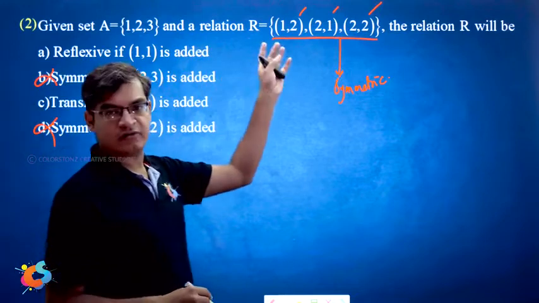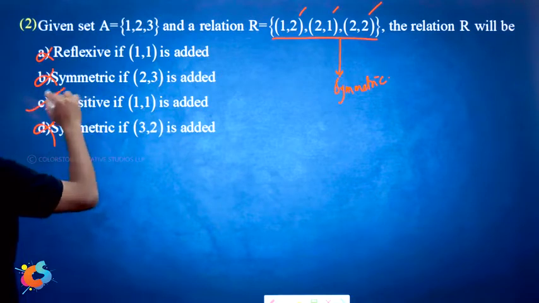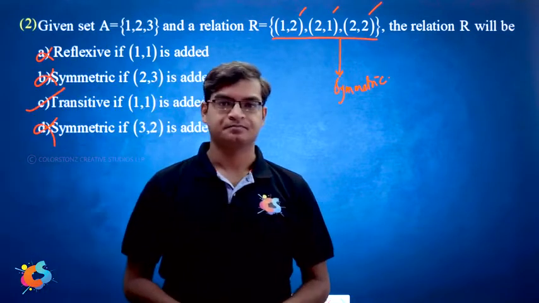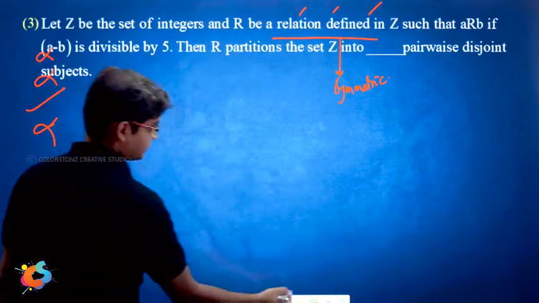Just by adding (1, 1), it will not be reflexive because (3, 3) is missing. So the correct option will be C. Okay, fine. Let us take the next question.